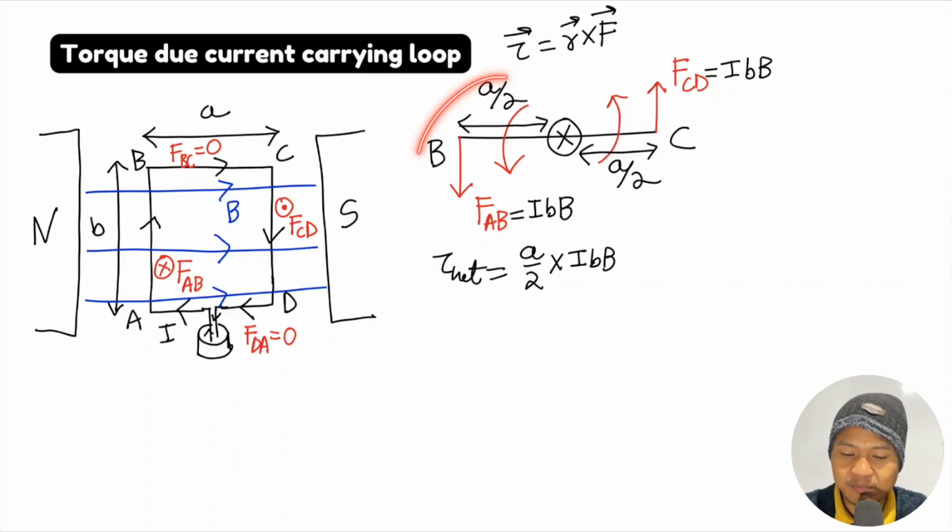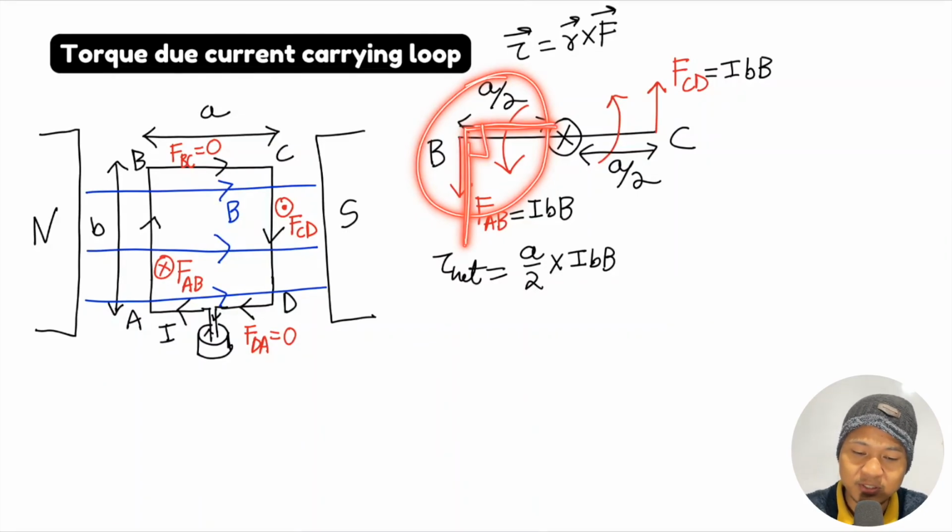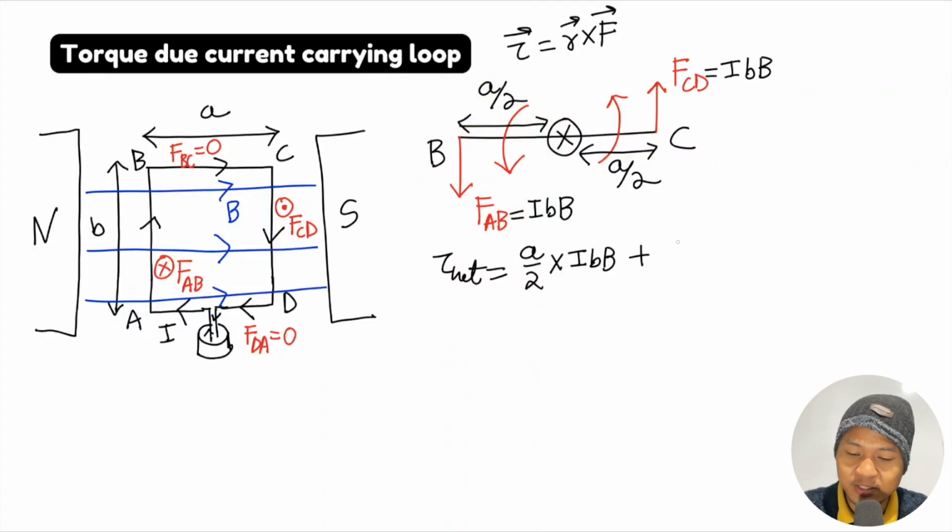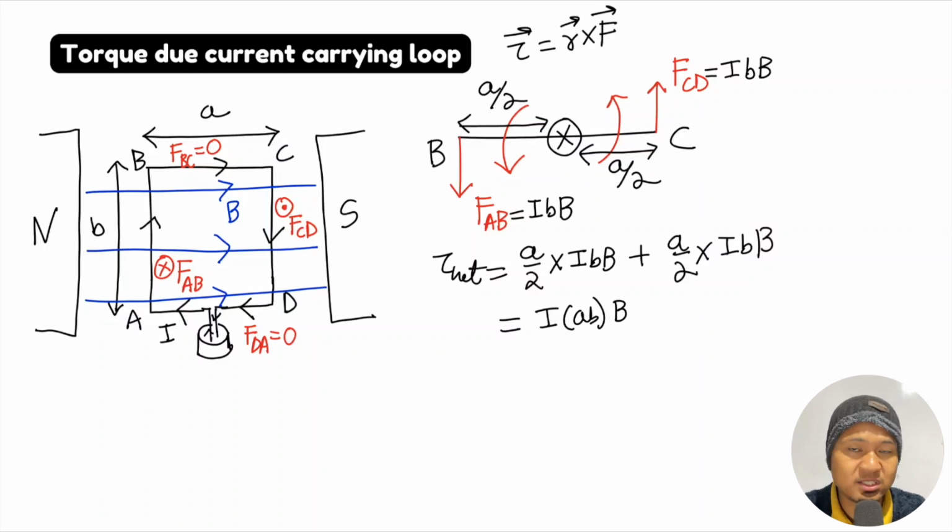The torque from the other side is R into F as well, and they are perpendicular, so plus a by 2 into I into b into B. Solving, I have I into b into B times (a by 2 plus a by 2, which is a). So it is small a into small b, the length into breadth, which is the area of the loop, as it is a rectangular loop. So I can rewrite the whole thing as I into area into B.